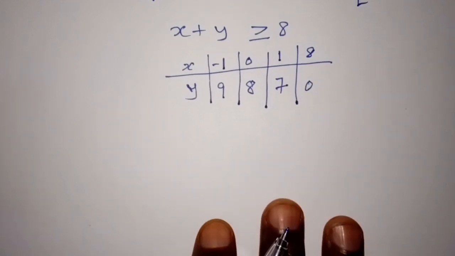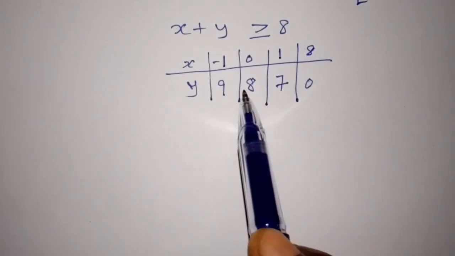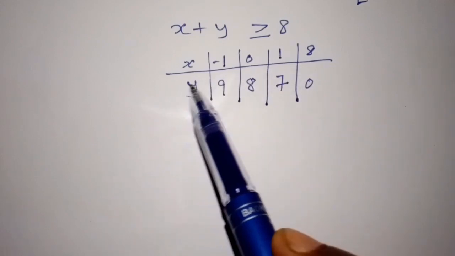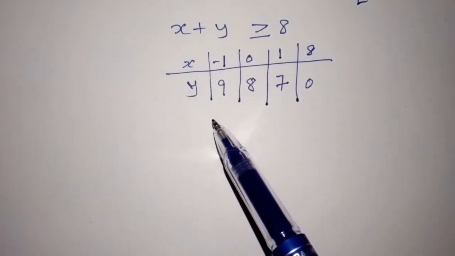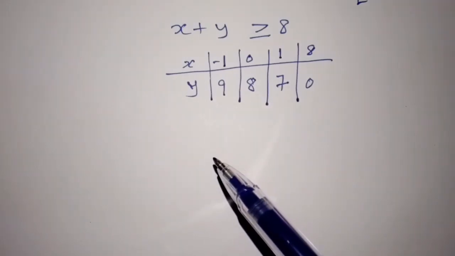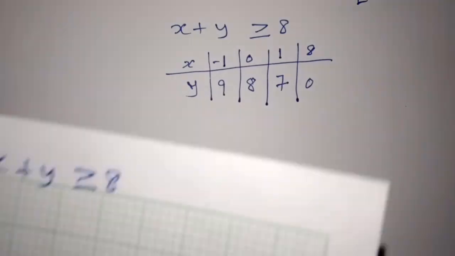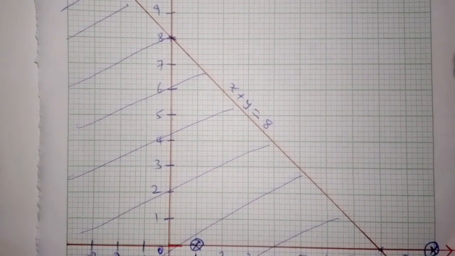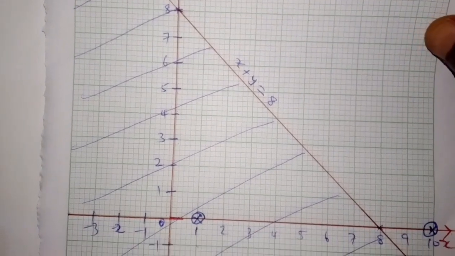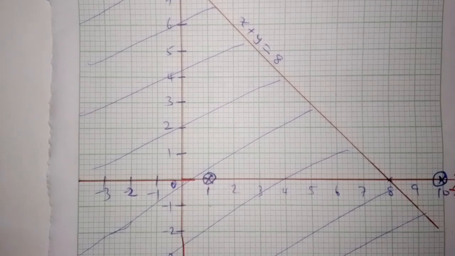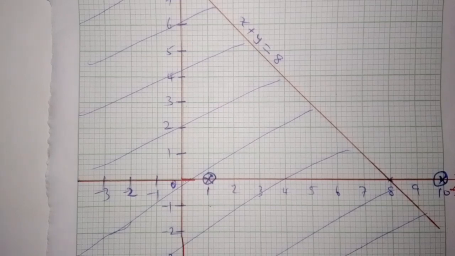Then we use these coordinates, these points, to draw our sketch. So our sketch can look like something like this one here. When we draw our sketch, we are going to end up with something like this. It will look like that.